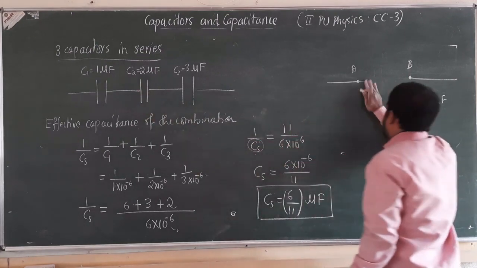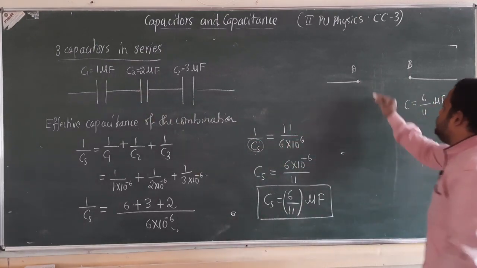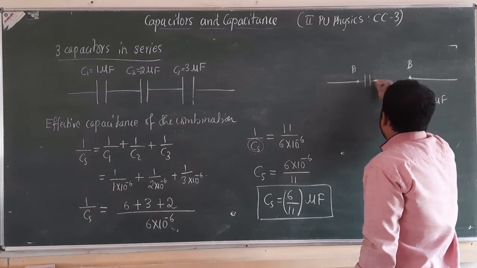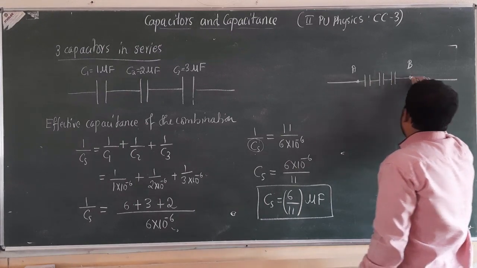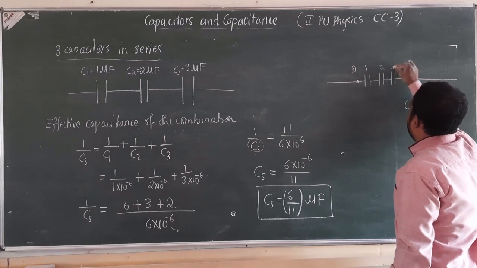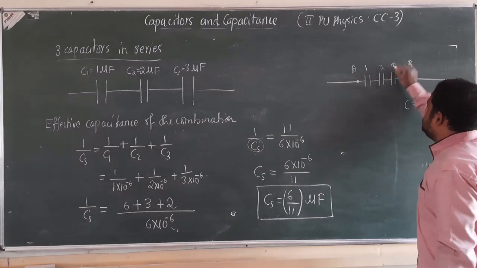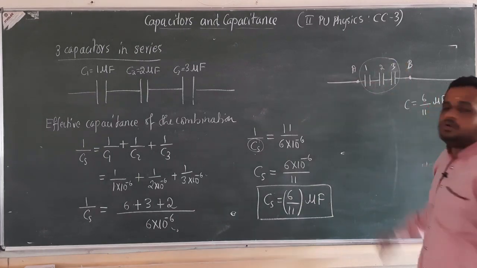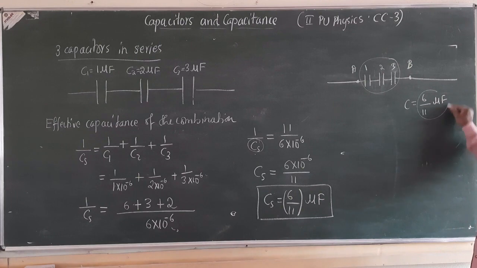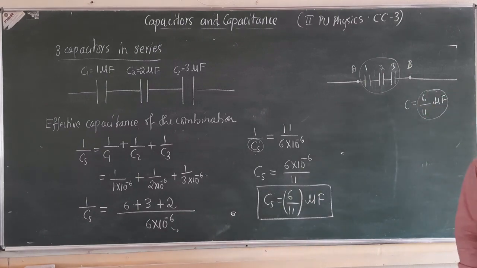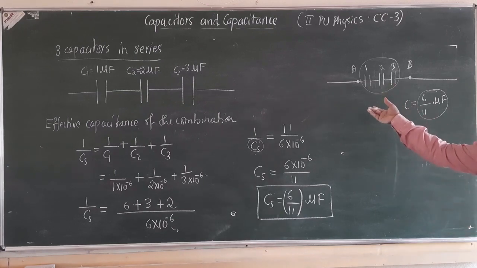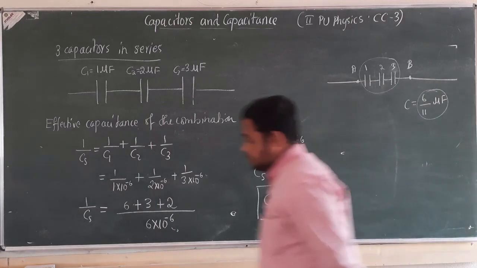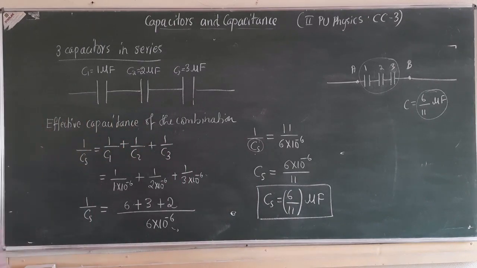If those 3 values are available, then between the points I can connect these 3 capacitors like this: 1 microfarad, 2 microfarad and 3 microfarad. Now effectively it is equivalent to connecting a single capacitor of capacitance 6 divided by 11 microfarad. So our target is achieved. That is the use of series combination of capacitors. I think it is clear.